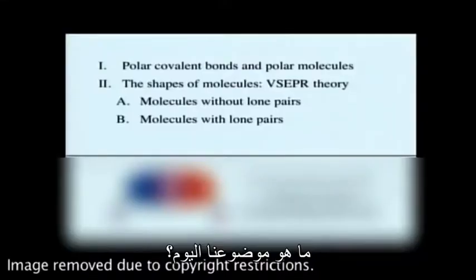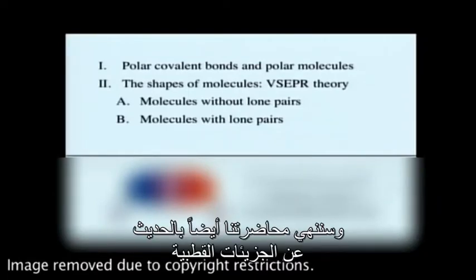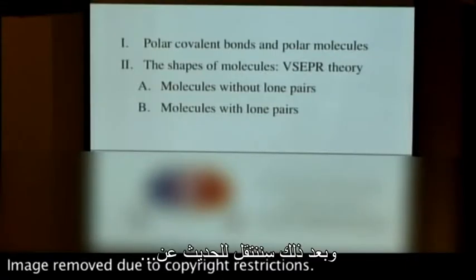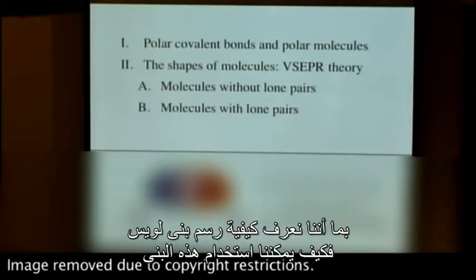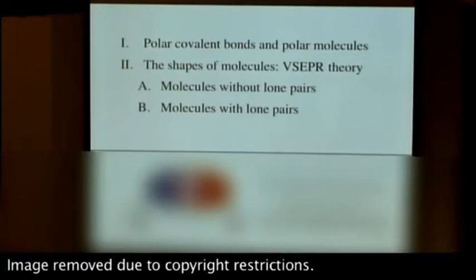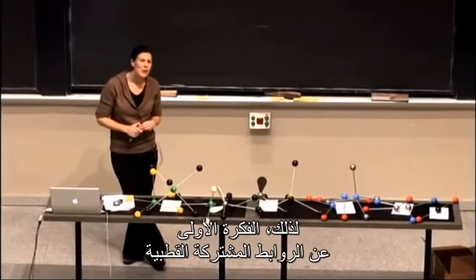In terms of what we're going to be talking about today, we're going to finish up with talking about polar covalent bonds and finish up with discussing the idea of polar molecules. And then we'll move on to start talking about, well, we know how to draw our Lewis structures. How can we use those Lewis structures to think about the actual shapes of molecules? So first, thinking about our polar covalent bonds.